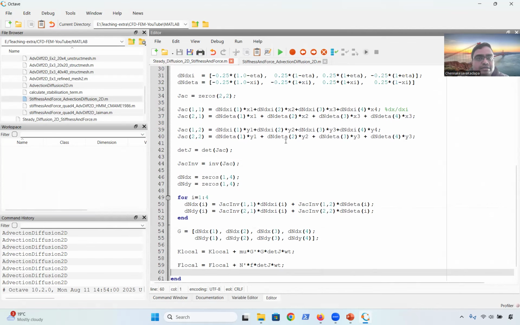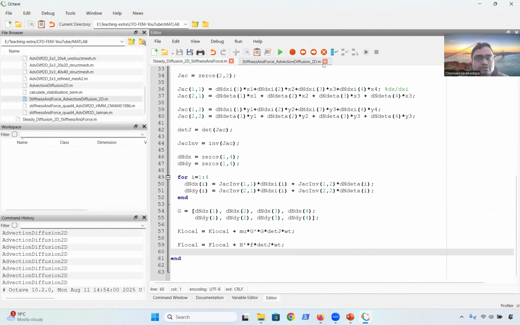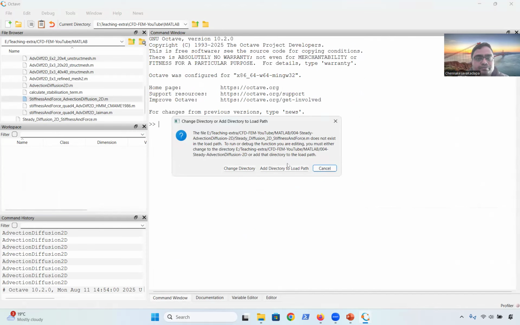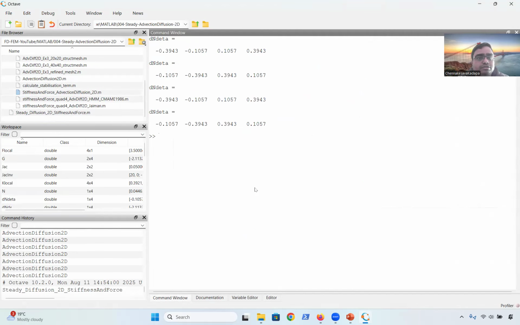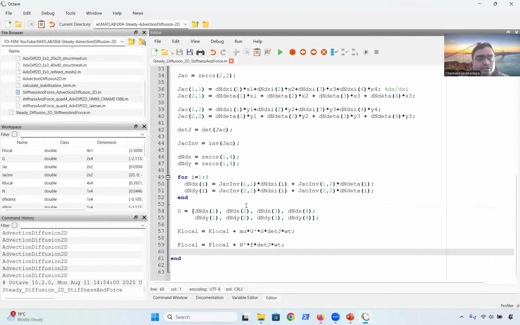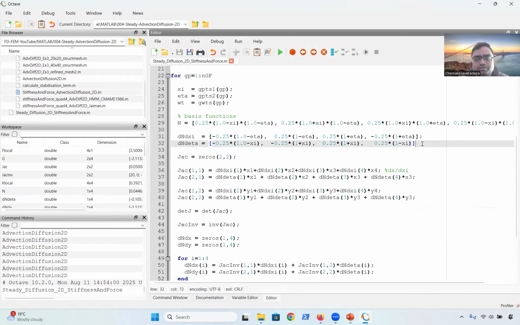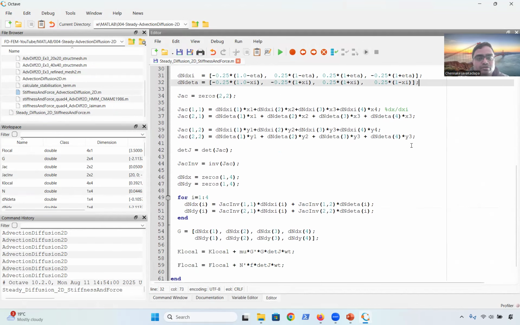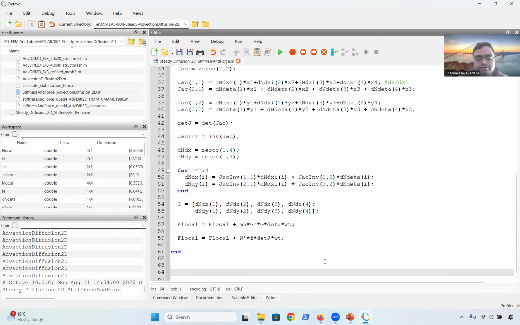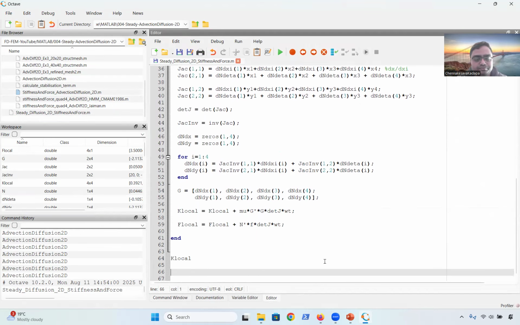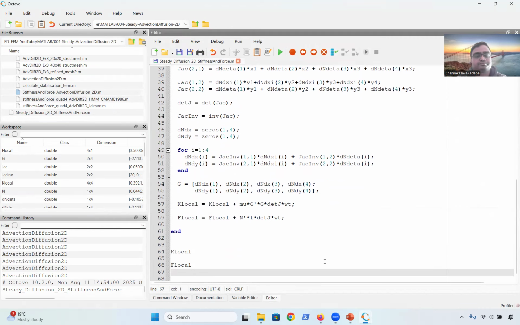Okay, now let us run this. I'm going to change the dictionary. Right, okay. So these are some dN by deta. We're not printing anything, so let us print K lateral and F lateral.